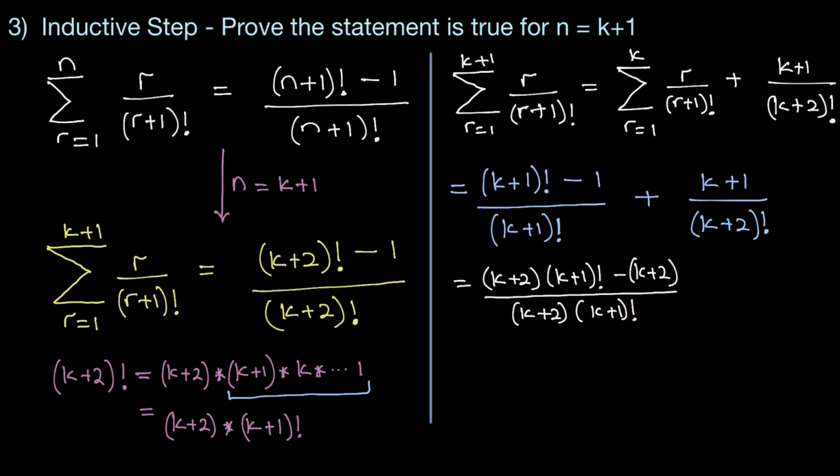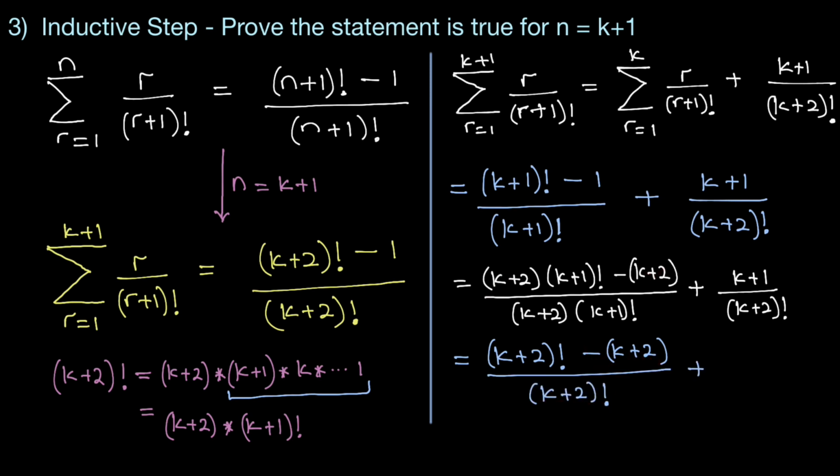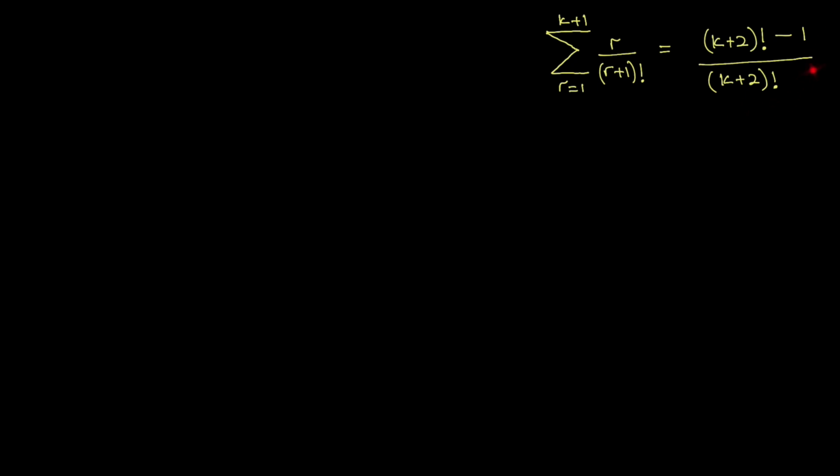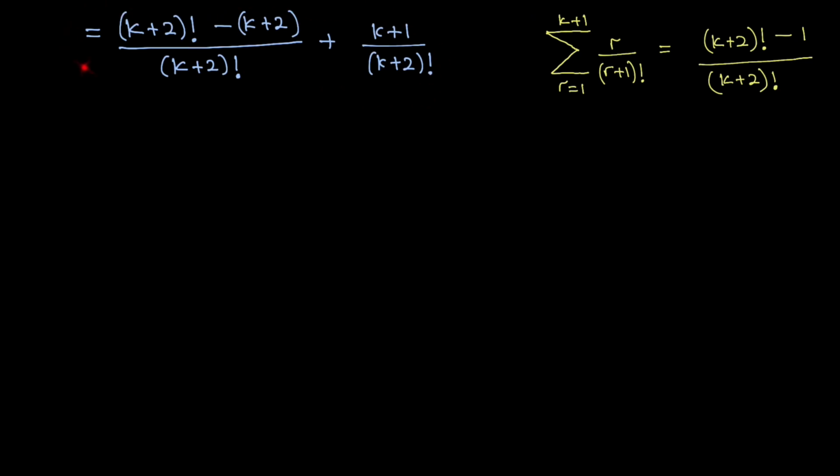So I'm just multiplying top and bottom by k plus 2, plus the last term. I'm changing this top here. I'm multiplying the top and bottom by k plus 2, because now they have a common denominator. So this is k plus 2 factorial minus k plus 2 over k plus 2 factorial, plus k plus 1 over k plus 2 factorial. Remember, this is what we need to show. We need to derive this. This is the equation we've arrived at. Now we need to simplify this. We're trying to get to here.